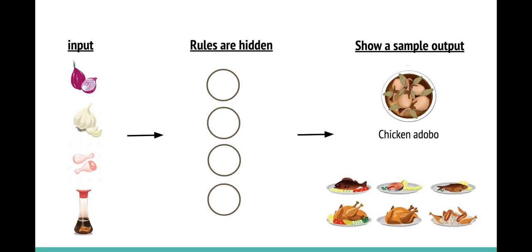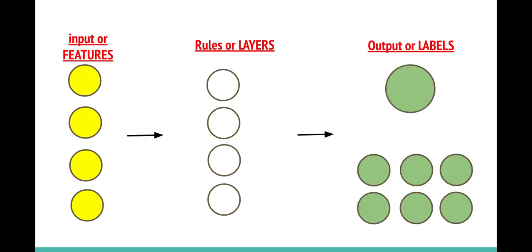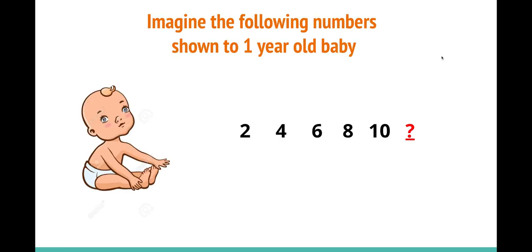Okay. So here we go back to this diagram in terms of programming. On this one, the input are what we call features. That's what we call it in machine learning programming. The rules, the circles here in the middle, are what we call rules or layers, because these are the terms that we're going to program. And the sample output in machine learning is what we call output or labels. All right.